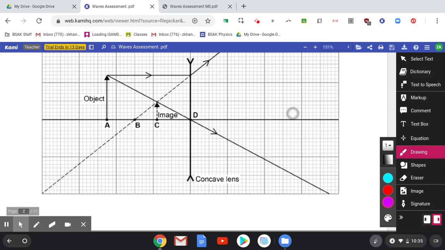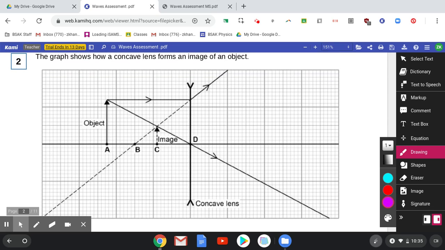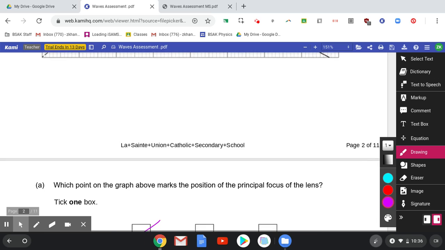Here is a ray diagram of light passing through a concave lens. The image is produced on the same side as the object. This dotted line indicates that the image is a virtual upright image.